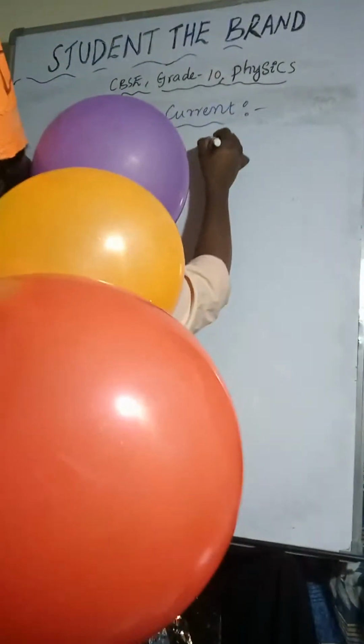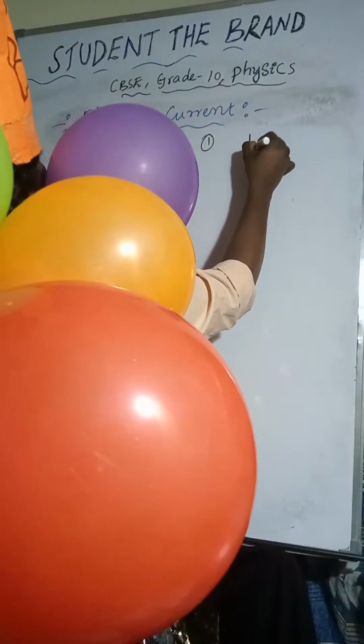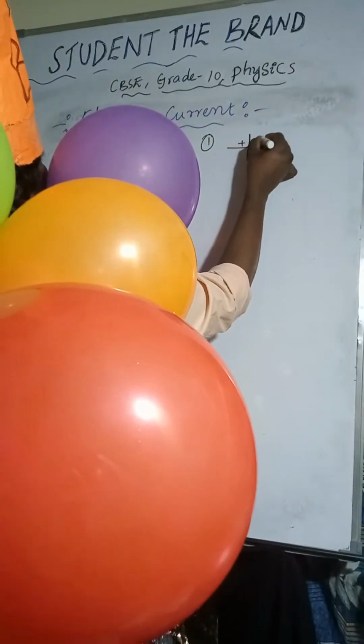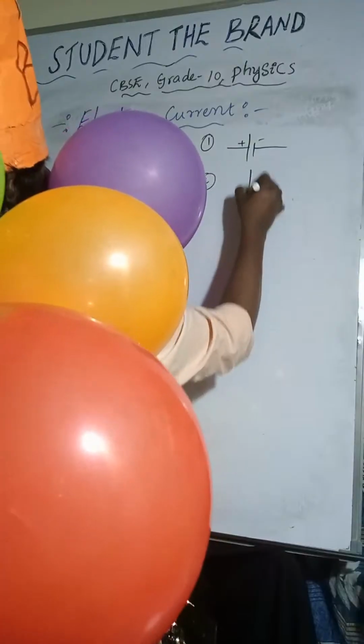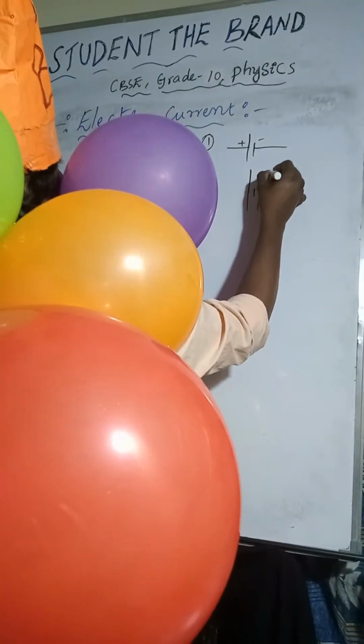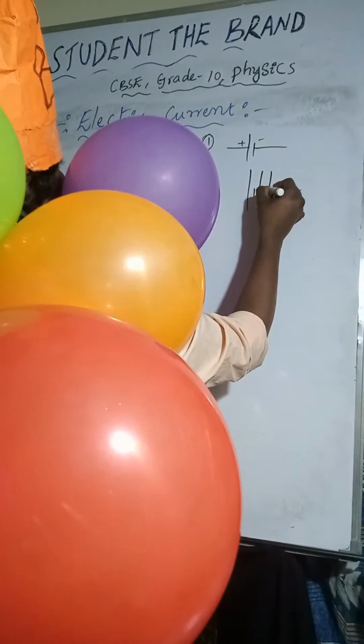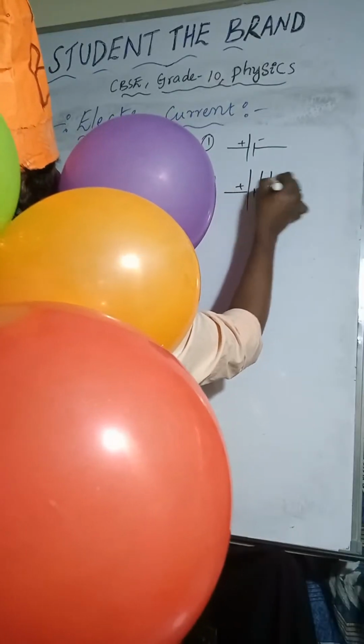So now the first one is a cell. This is a cell, with a positive terminal and a negative terminal. The second one is a battery, also with a positive terminal and a negative terminal.